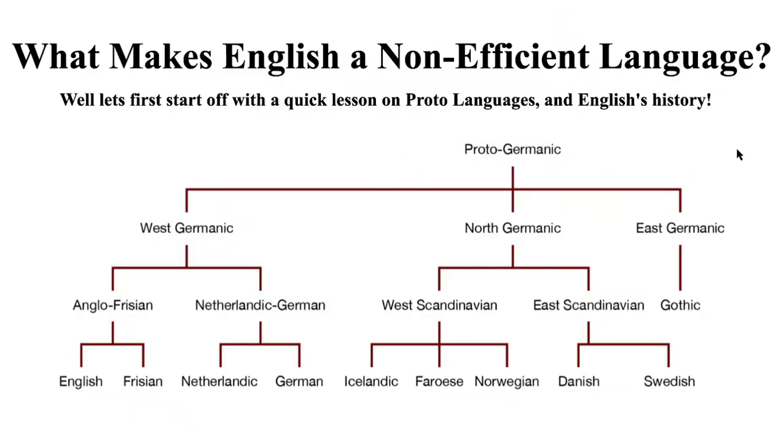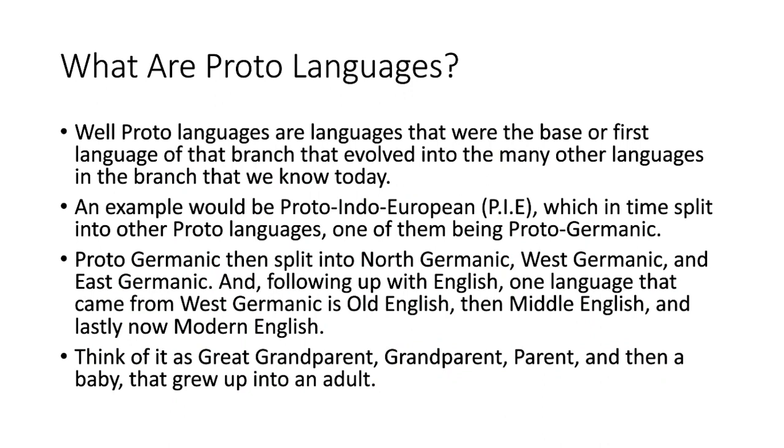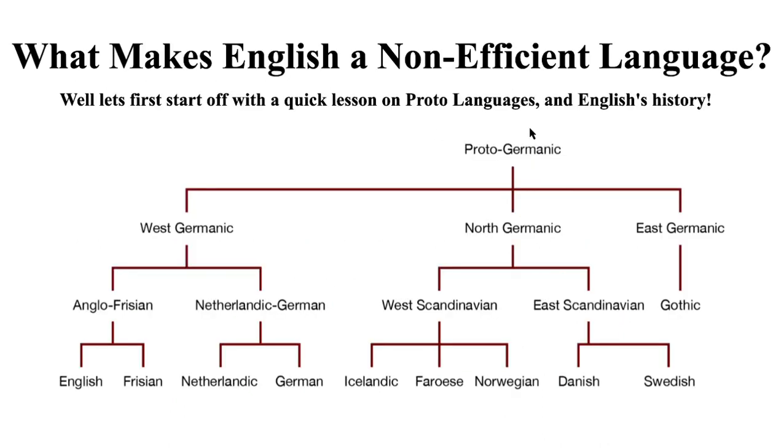And so, time to answer the next question. What makes English a non-efficient language, you might ask? Well, let's first start off with a quick lesson on proto-languages to better understand this. Okay, well, first you can see Proto-Germanic, North Germanic, West Germanic, East Germanic, that stuff.